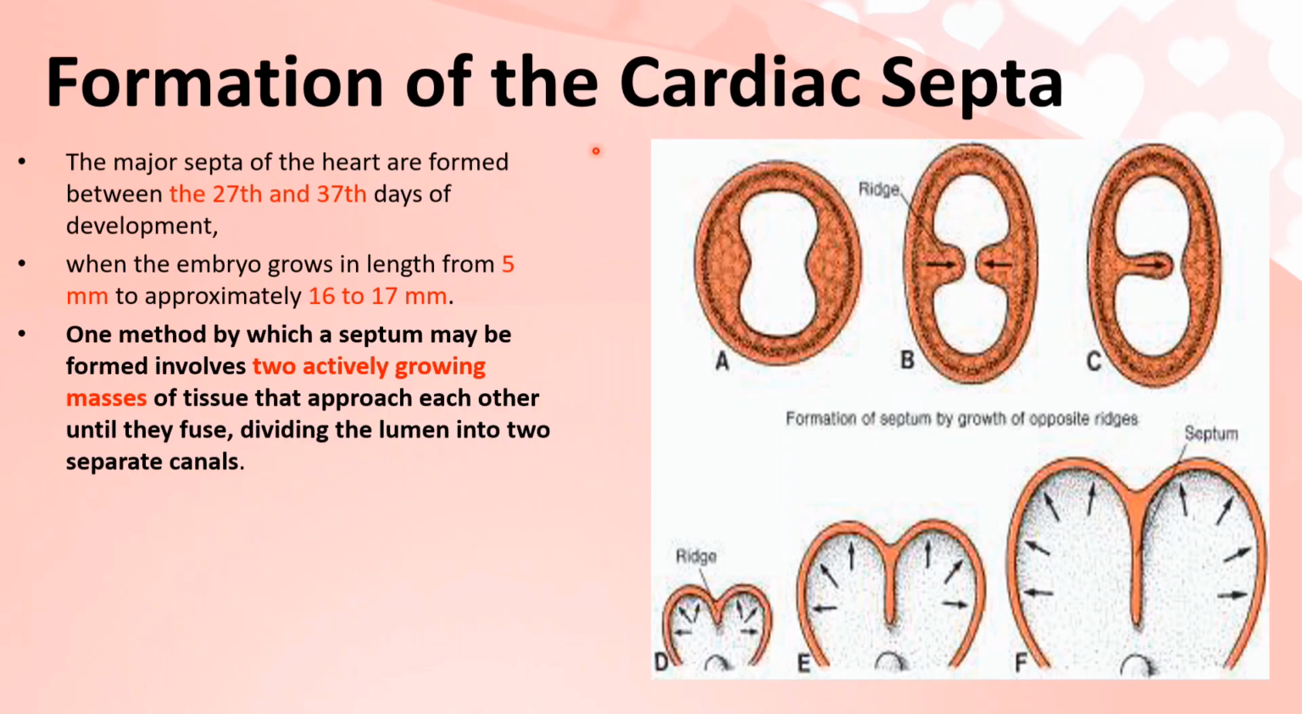Today we are going to discuss the formation of the cardiac septa. The major septa of the heart are formed from day 27 to the 37th day of development, when the size of the embryo is 5 millimeters and it grows up to 16 to 17 millimeters.